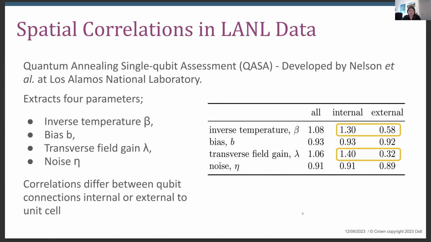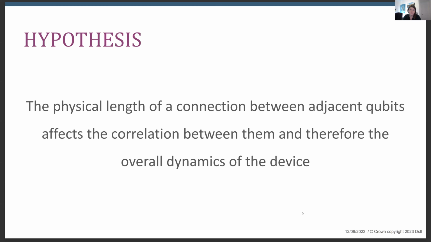So this initially seemed counterintuitive, as you'd expect qubits that are maybe physically closer together to be more related to each other. They might have physically shorter connections and are likely to experience stronger couplings. So looking at this led us to develop the main hypothesis of our work. So we were speculating that the physical length of a connection between adjacent qubits affects the correlation between them and therefore the overall dynamics of the device.